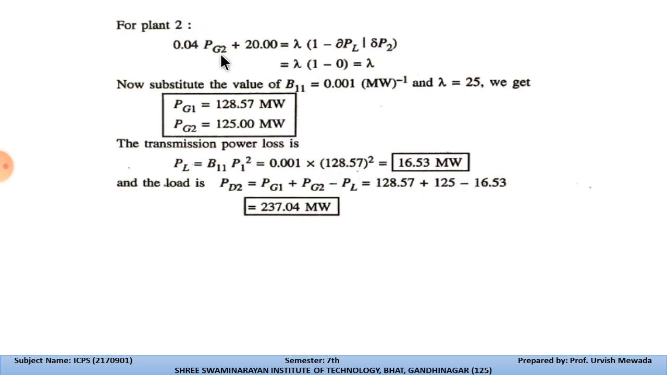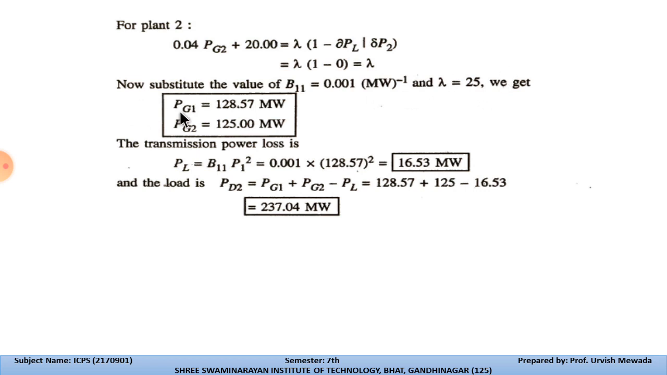Now for plant number 2 we have the equation 0.04 PG2 plus 20.00. For that, the equation is lambda into 1 minus del PL by del P2. Here the value of del PL by del P2 is 0 for this condition, so it is equal to lambda. This is the equation for it. Now substitute the value of B11, 0.01 megawatt inverse, and lambda is equal to 25.